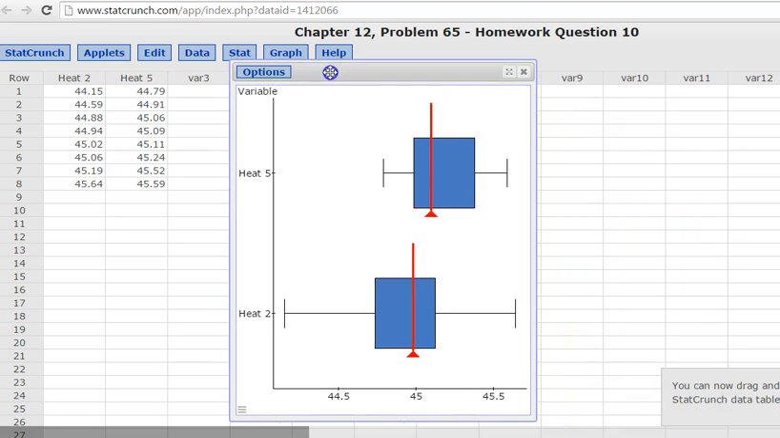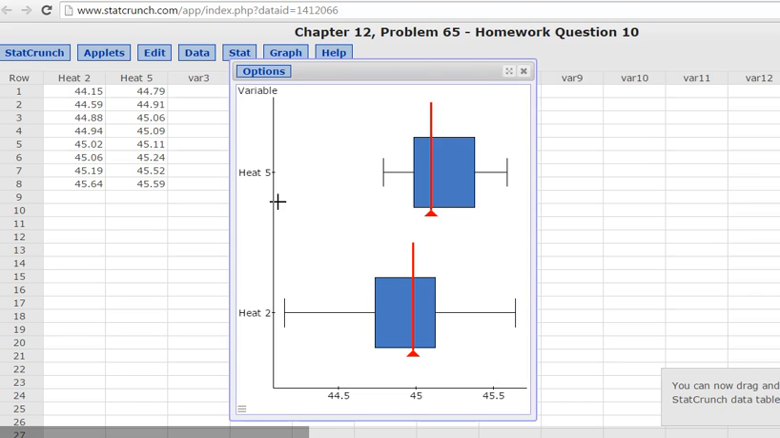Now, I'm going to move our box plots up to the center so you can take a look at them. As you can see, the red markers indicate the median, and those medians are fairly close for the two heats. We also see that the interquartile ranges are fairly close for the two heats. Heat 2 does have a wider range in values, and that's really the only difference. So we're going to make the assumption that our nearly normal condition has been met.